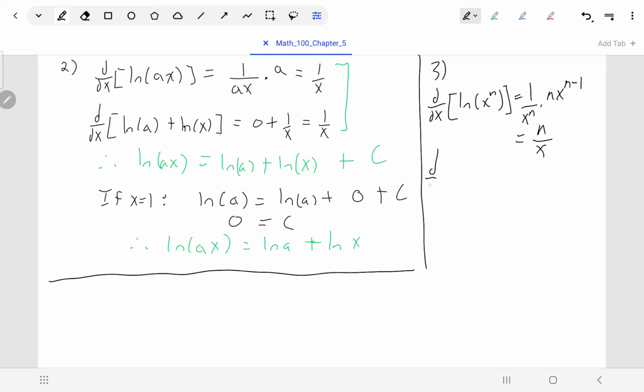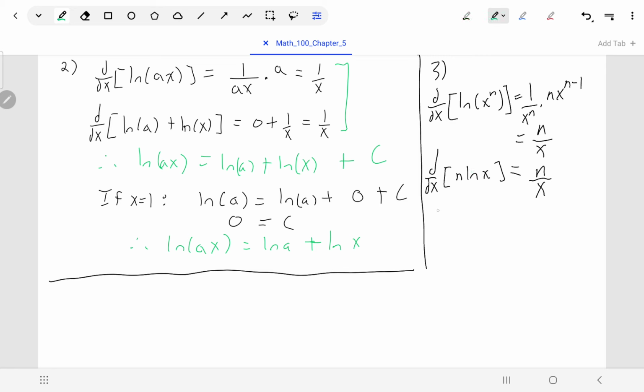Similarly, if I look at the derivative with respect to x of n times natural log of x, that one's faster and easier. n is just a constant, some rational number, and for natural log of x, its derivative is 1 over x, so we get n times 1 over x, which is n over x. And so we've got two things that have the same derivative, so these two things must be equal, possibly different by a constant.